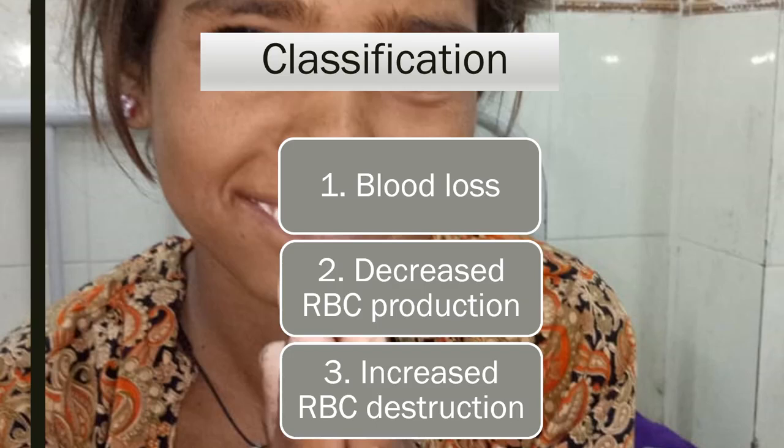Third category is increased RBC destruction as seen in hemolytic anemia, which is again divided into two subtypes, extracorpuscular and intracorpuscular. In extracorpuscular, for example, isoimmune hemolytic anemia, microangiopathic anemia, or it may be due to hypersplenism. In intracorpuscular, either due to red cell membranopathy, for example spherocytosis, erythroblastopenia, or hemoglobinopathy, for example thalassemia, or due to RBC enzyme deficiency, for example G6PD. So this is according to the underlying pathophysiology.